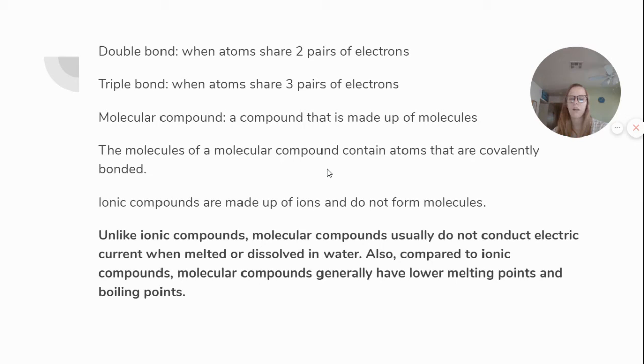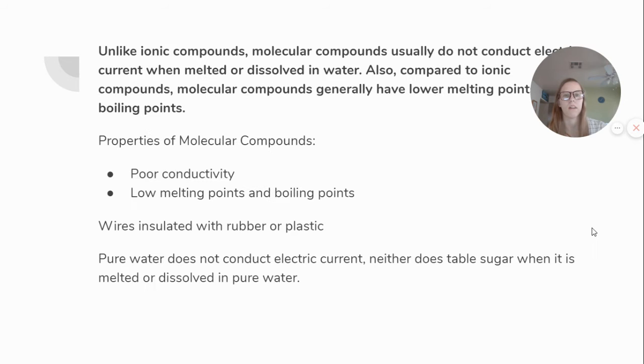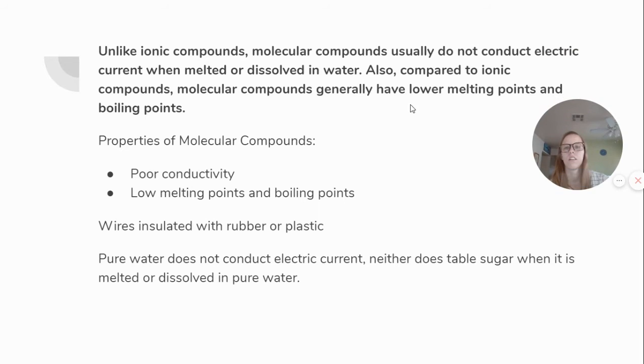Unlike ionic compounds, molecular compounds usually do not conduct electric current when melted or dissolved in water. Also, compared to ionic compounds, molecular compounds generally have lower melting points and boiling points. So, molecular compounds have lower melting and boiling points. Ionic compounds are the ones that can conduct electric current when melted or dissolved in water. So just keeping that up there again.